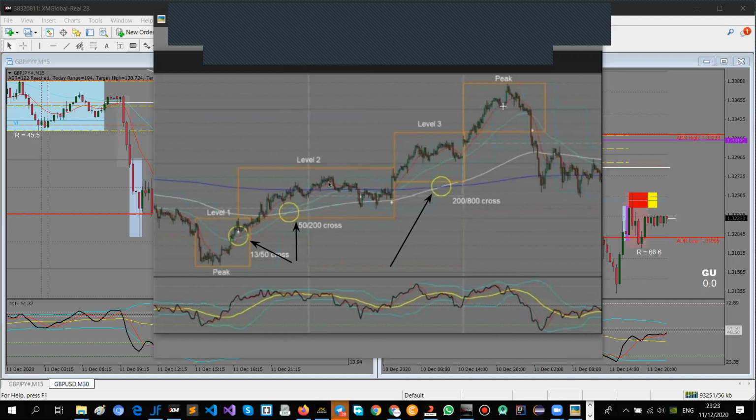Then a peak was formed here. The peak later on went on to be confirmed here. Level 2, thereby forming level 1. Level 2 went on to be confirmed here. That's what happened. That's how it went.